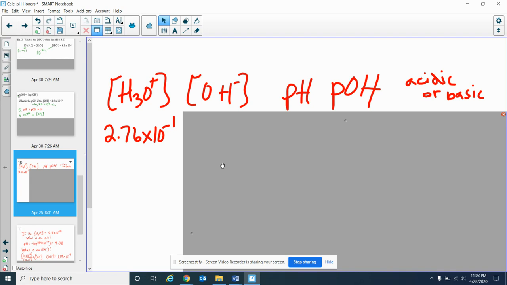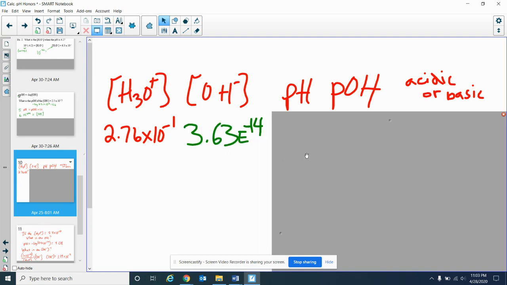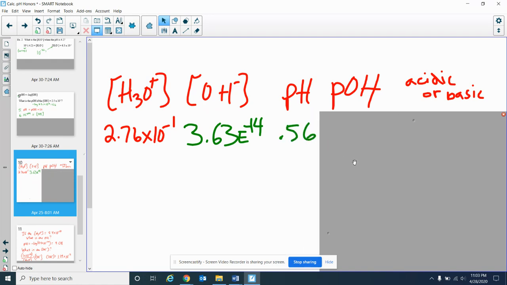So for instance, if I gave you an H3O plus concentration of 2.76 times 10 to the minus first, you would need to find the OH minus by dividing into 1 times 10 to the minus 14th, because H3O plus times OH minus equals 1 times 10 to the minus 14th. So when you divide 1 times 10 to the minus 14th by 2.76 times 10 to the minus first, you'll get 3.63 times 10 to the minus 14th. Then to find the pH, you take minus the log of the H3O plus, so minus the log of 2.76 times 10 to the minus first, and you would get a very small pH of 0.56.